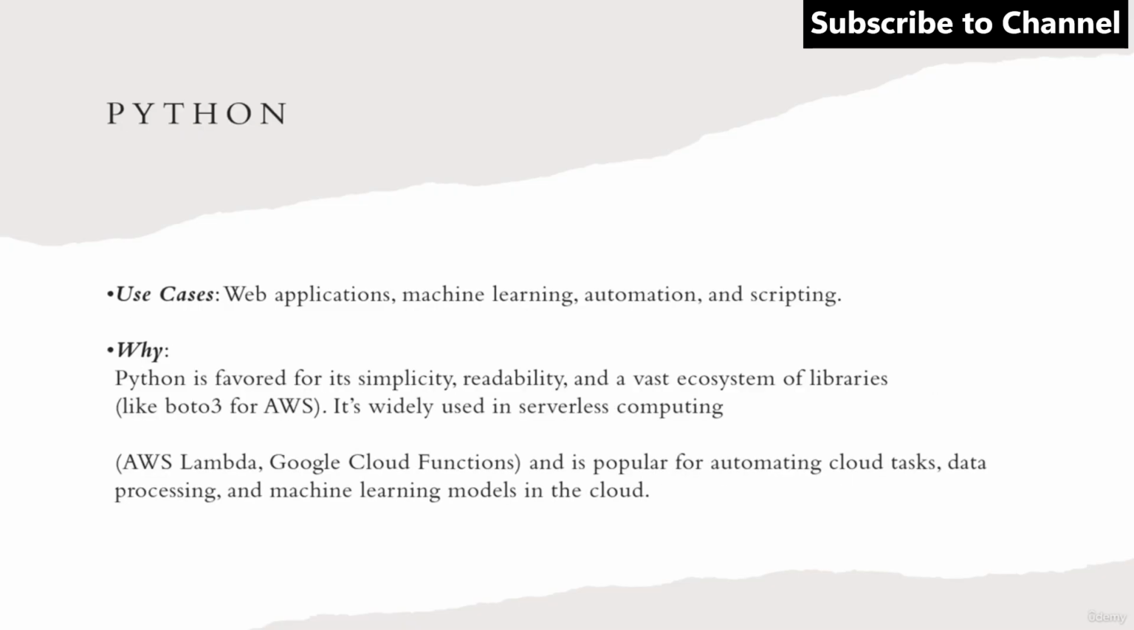So first is Python. Python is widely used in cloud computing for automation, scripting, and managing cloud resources. It's great for building serverless applications, data processing, and artificial intelligence and machine learning applications, and it's supported by most cloud providers. SDKs and libraries integrate well with cloud services like AWS and Google.